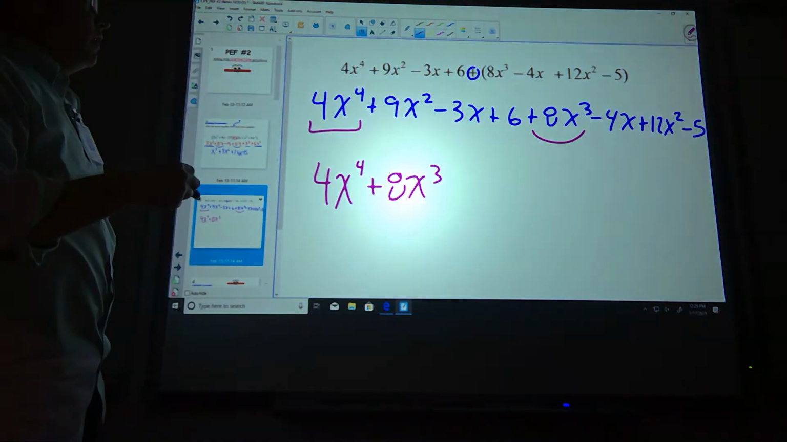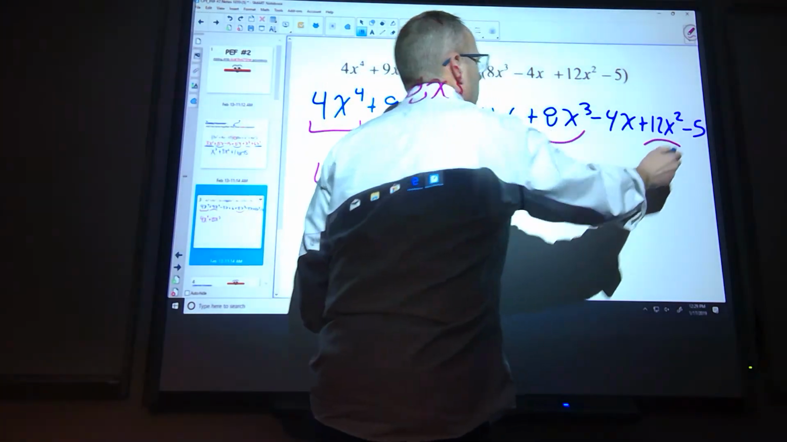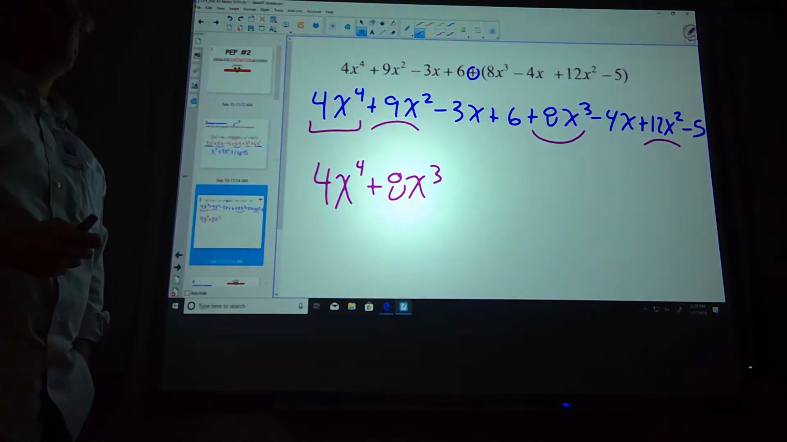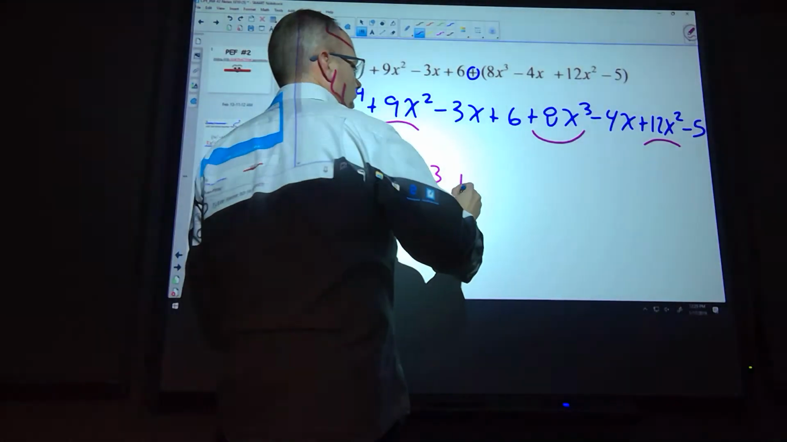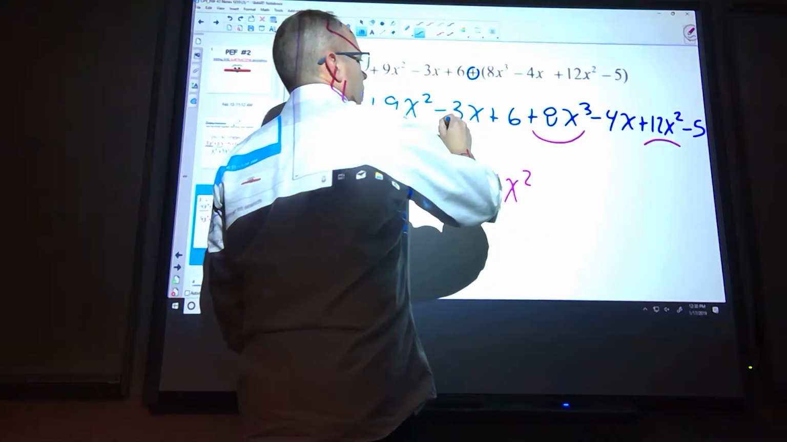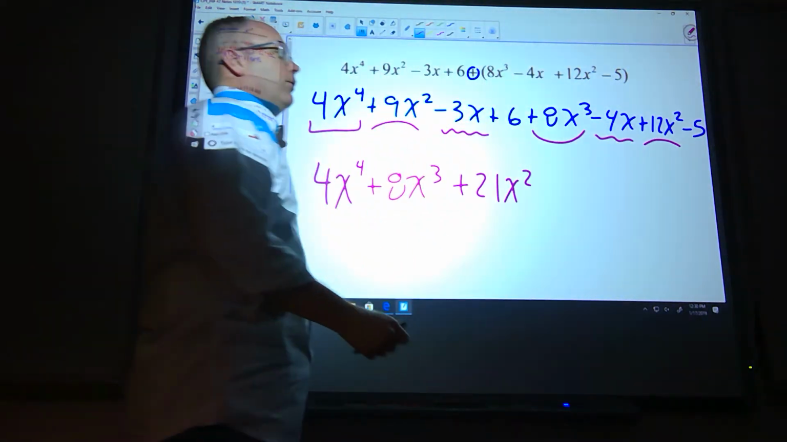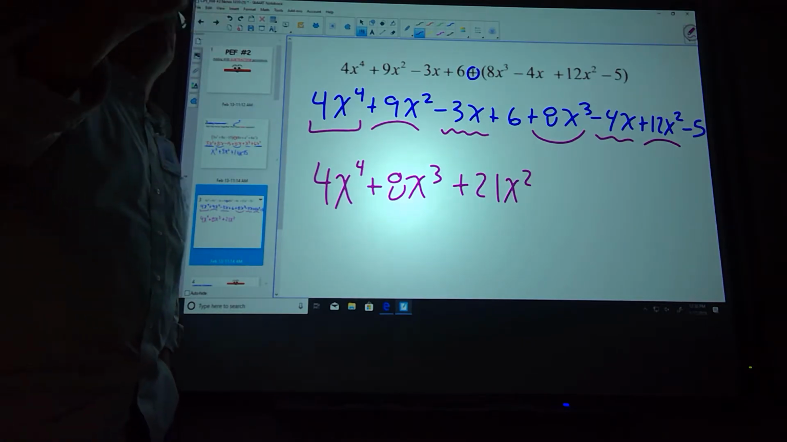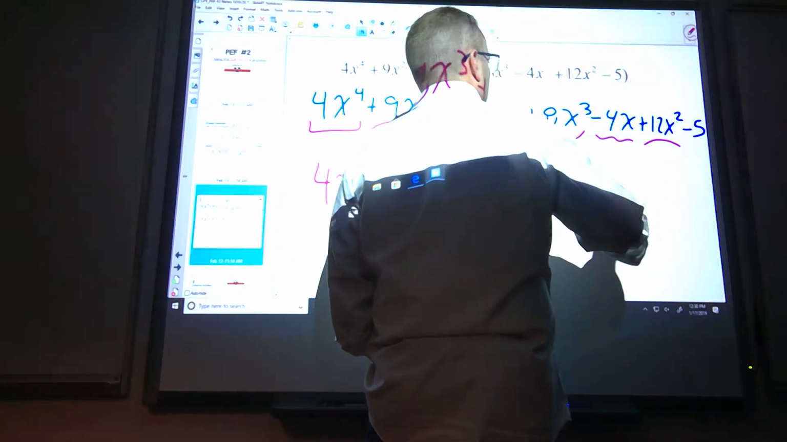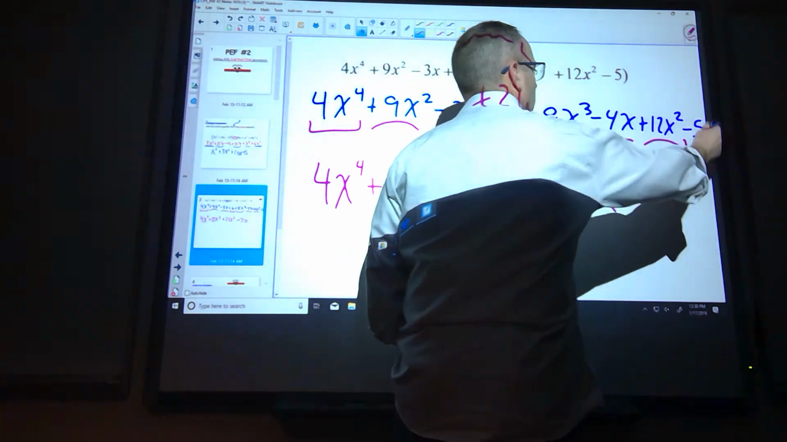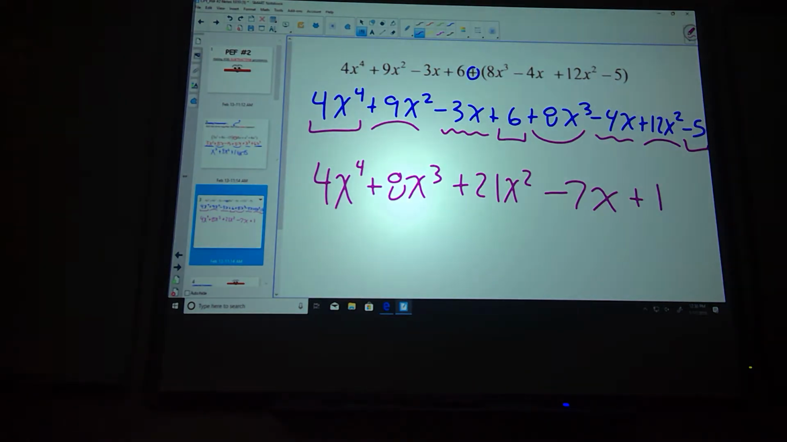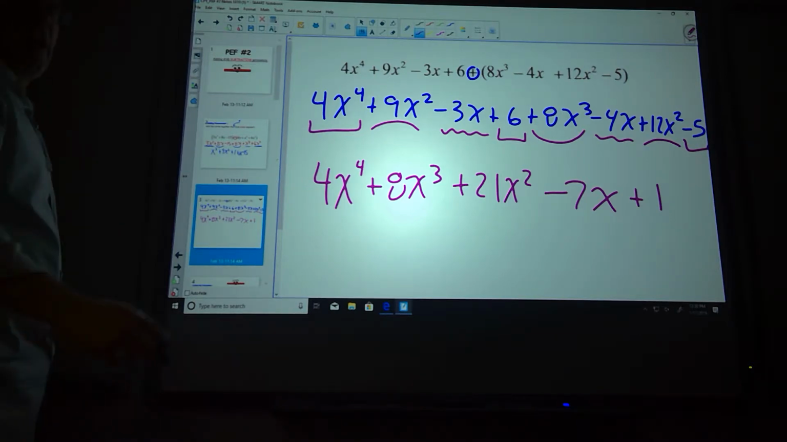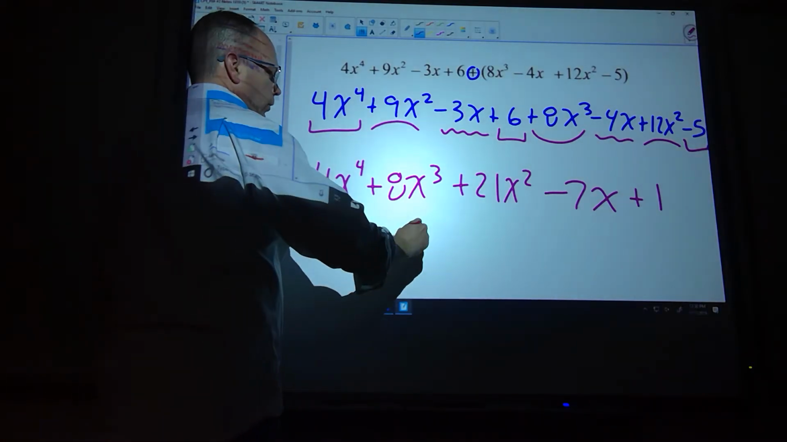And then I have x squared. So that's an x squared and that's an x squared. So how many of those do I have? Count them up. 9 and 12 is? 21. So I get 21x squared. And then I have my x and my x. So negative 3 and negative 4 combine together to give me negative 7x. And then I have my numbers last. 6 minus 5 is 1. Okay? So it goes from the 4th to the 3rd to the 2nd to the 1st degree to the constant. That's standard form. If I had graphed this, this is what this graph would look like.